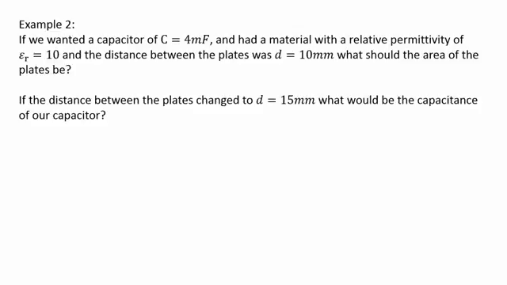Example number 2. If we wanted a capacitor of C equals 4 millifarads and had a material with a relative permittivity of epsilon r equals 10 and the distance between the plates was d equals 10 millimeters, what should the area of the plates be? If the distance between the plates changed to d equals 15 millimeters, what would be the capacitance of our capacitor?